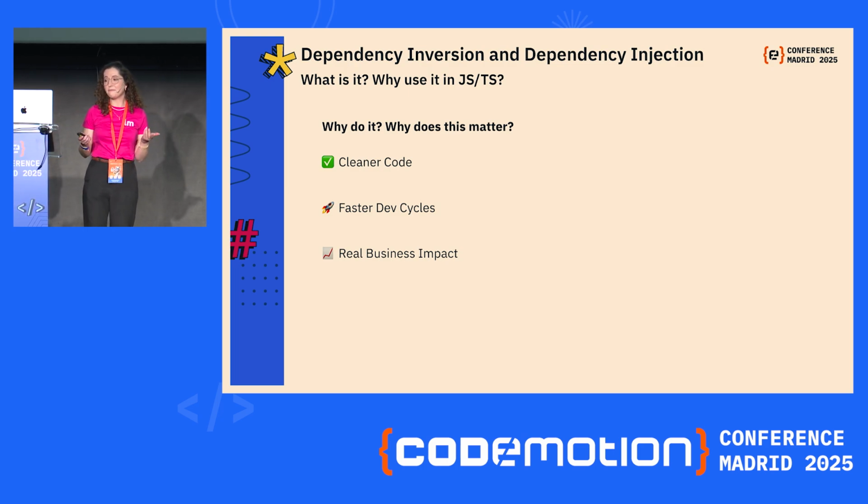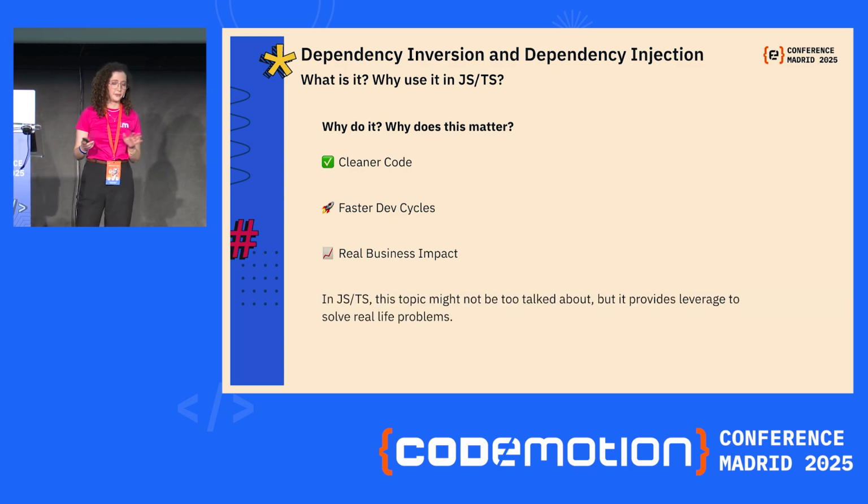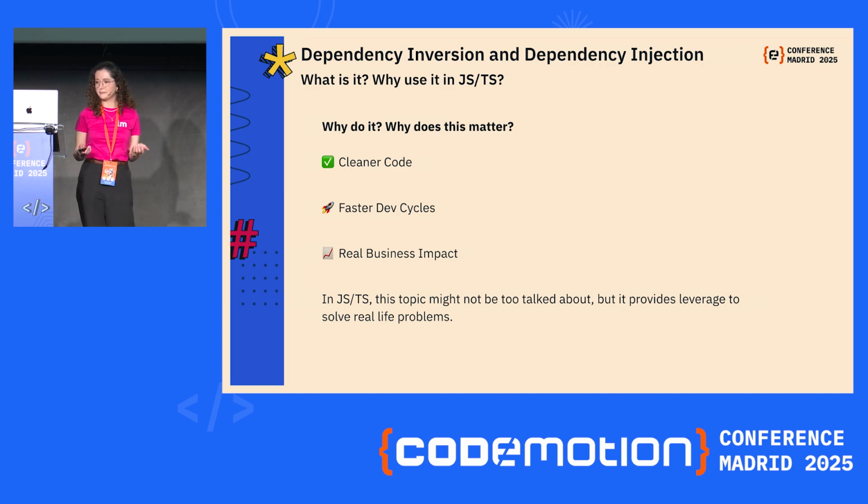It will be faster to implement things, and you will have a code base that's resistant to change, and you will be able to adapt to new product needs. I know that in JavaScript or TypeScript, this topic might not be too talked about, and that's probably because when JavaScript came out, it wasn't created with types or this type of abstractions in mind, and basically nobody gave a damn about it.